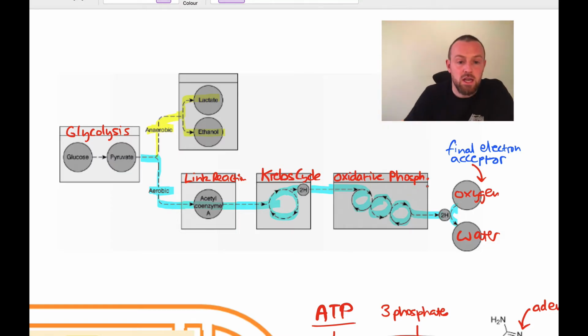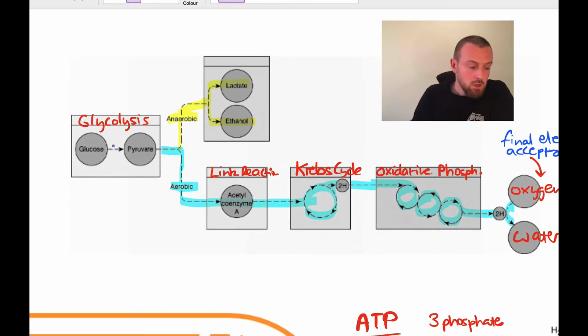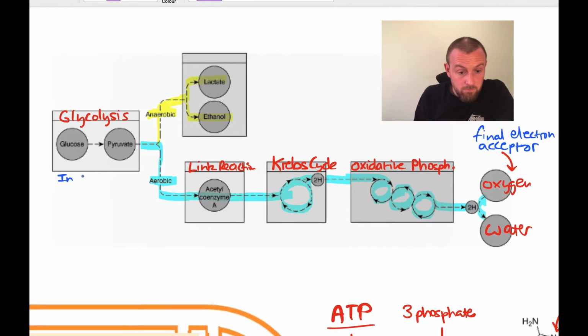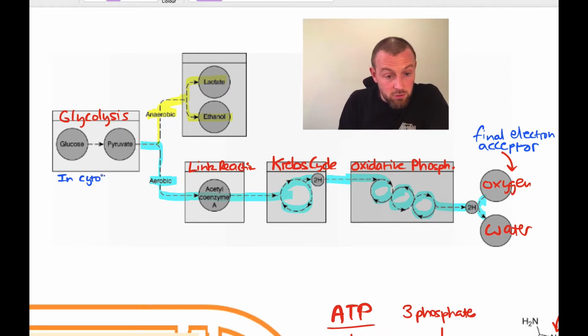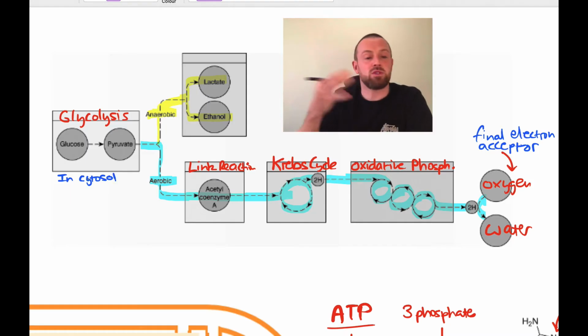Now, what occurs in each process? First of all, let's look at glycolysis. Okay, so glycolysis, it's in the cytosol. It's not in the mitochondria. It happens just in the cytoplasm or cytosol floating around in the cell. And glycolysis itself, we can divide it into 3 phases. So let's write those down.